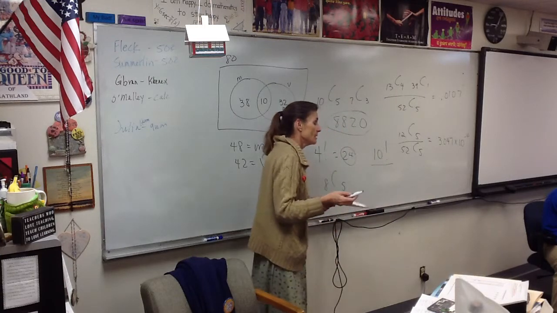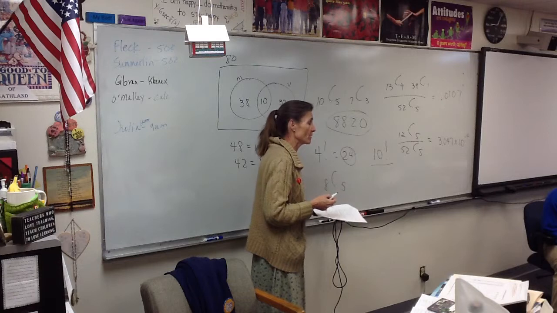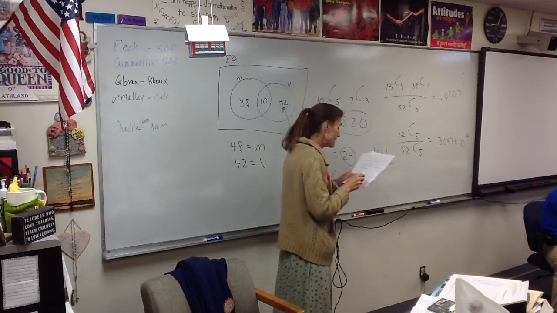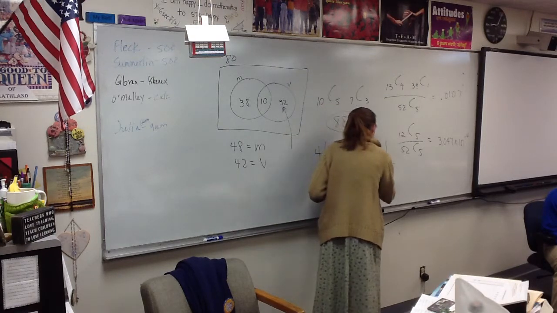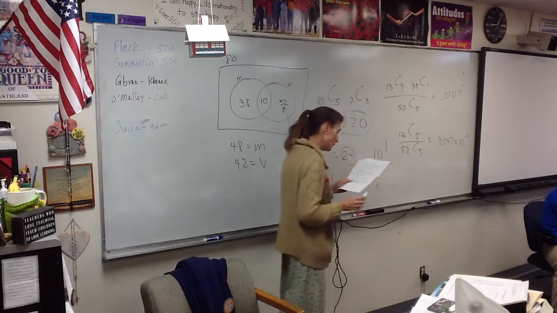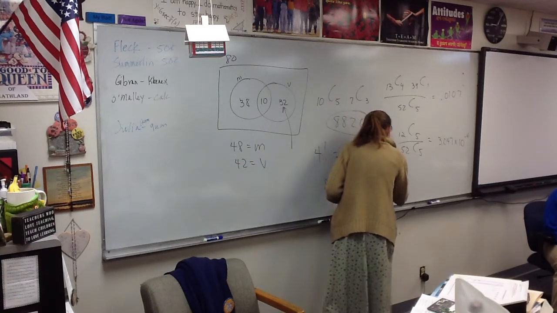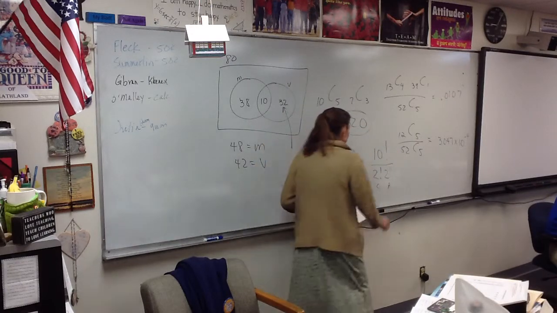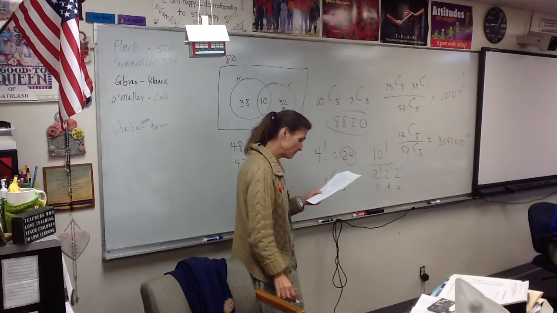Now, what do I do once I've got the 10 factorial figured out? Katie? So how many letters repeat? I've got 2 C's, so I'll divide by 2 factorial. I have 2 A's, so I'll divide by 2 factorial. And 2 L's, so I'll divide by another 2 factorial. Is that it?